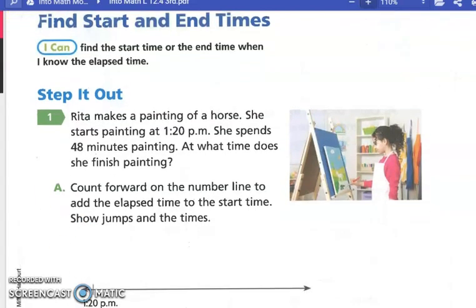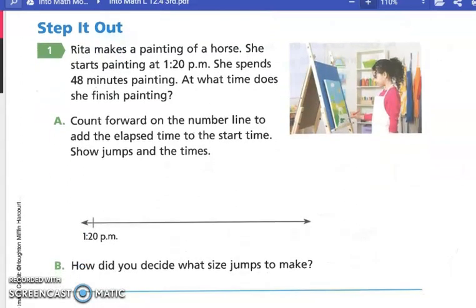So here we go. Rita makes a painting of a horse. She starts painting at 1:20 p.m. She spends 48 minutes painting. At what time does she finish painting? Count forward on the number line to add the elapsed time to the start time. So they put 1:20 because that's when she started. How many minutes forward are we going to go? How many minutes forward? Catherine? 48 minutes, because it says that's how long she was painting.